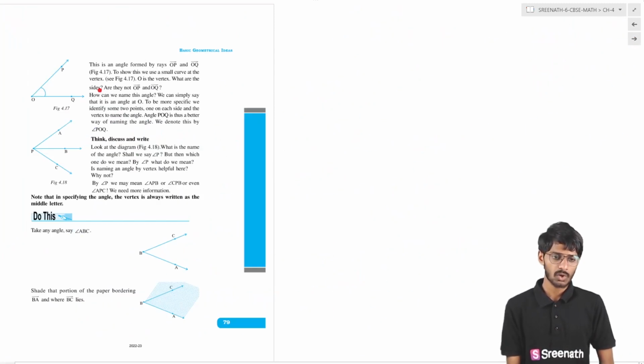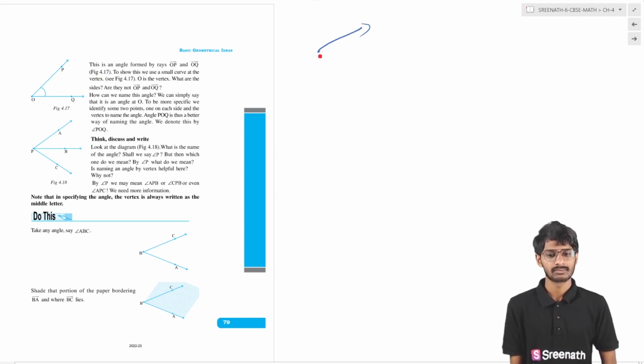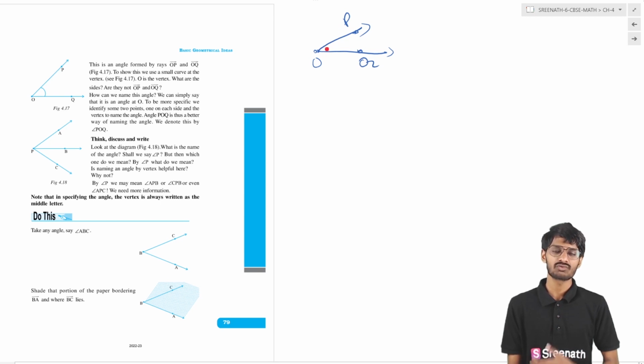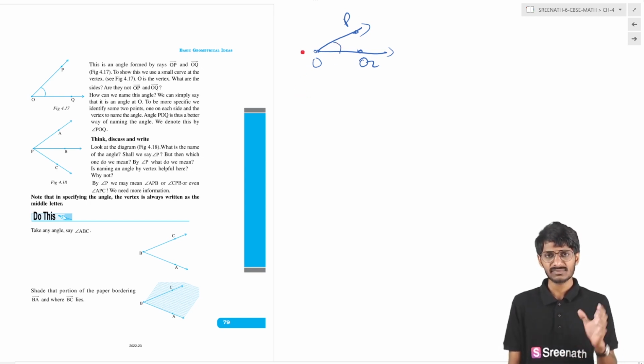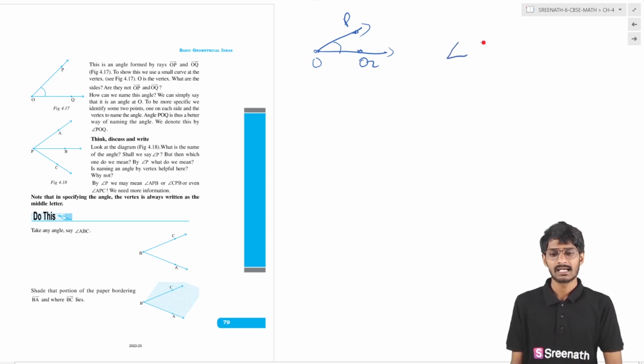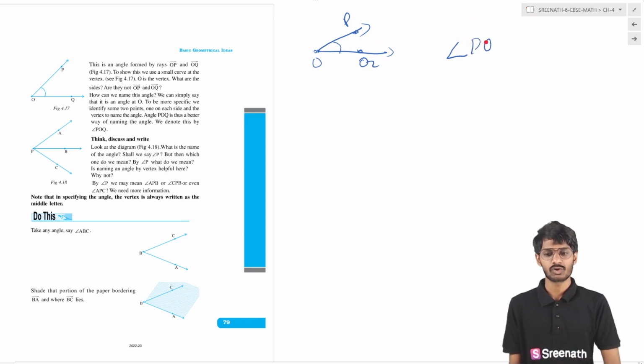Now suppose this is the diagram, it is the point P, it is the point Q, it is the point O. So this point O is the common point to both these rays, and both these rays form an angle at their common point. So we will represent the angle by a curve like this, students. How will you represent or write the angle? We will represent the angle by a symbol like this, and the angle at O is represented by angle POQ, or simply by angle O.